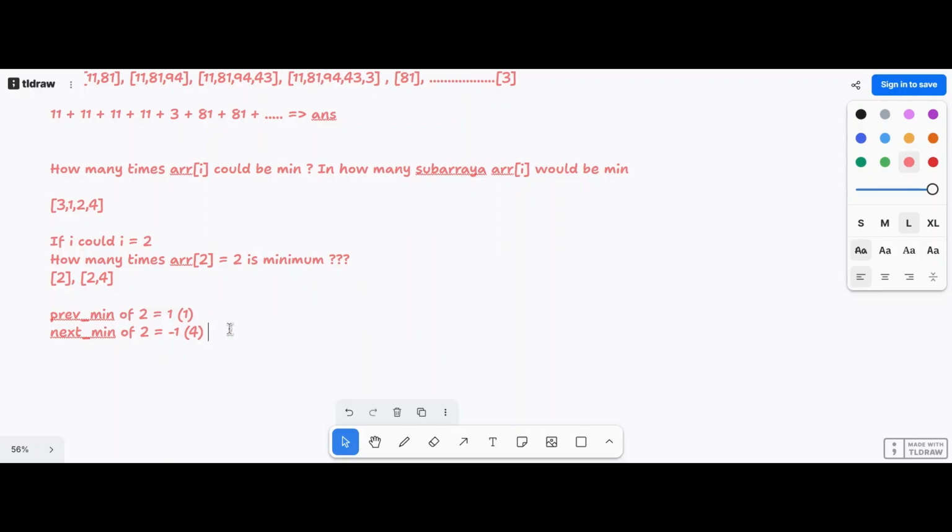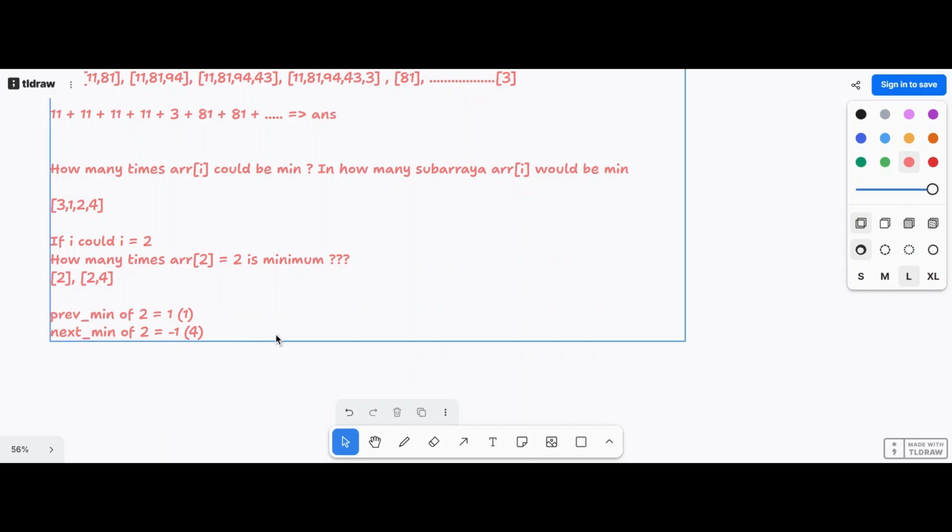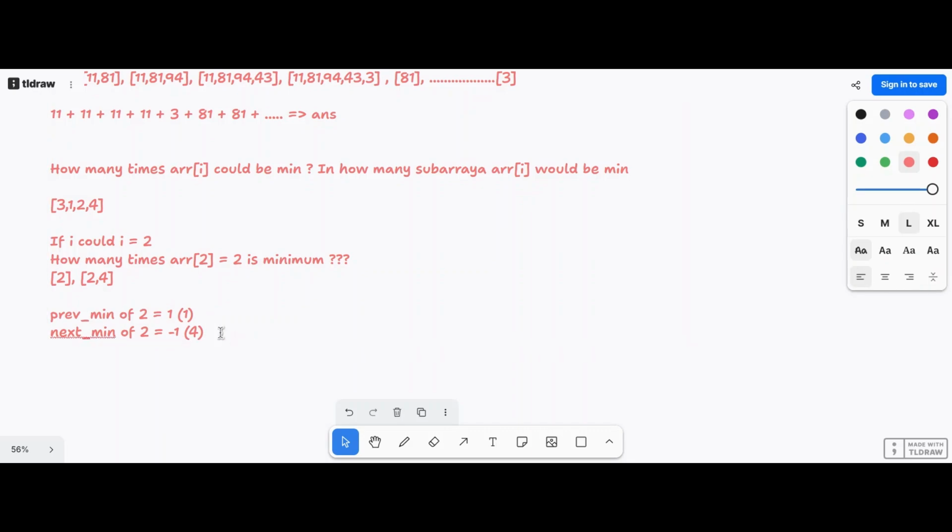That means from i, one subarray I could consider is only 2, and the other is 2, 4. So 4 minus 2, 2 subarrays I could make. How 4 minus 2? Next minimum minus i, my current element.